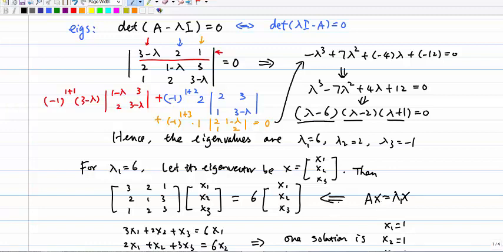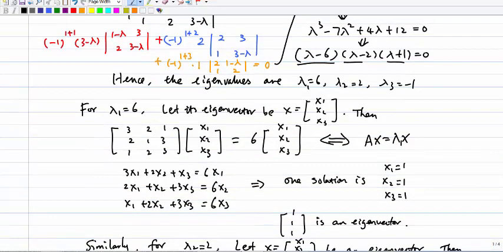So I can write this by plugging in x and A. A is 3, 2, 1, 2, 1, 3, 1, 2, 3. X is already defined over here as x1, x2, x3. Lambda 1 here is 6, and of course I multiply by x, which is x1, x2, x3. So I end up having 3 linear equations over here. If I clean it up a little bit, I can find a solution: x1 is 1, x2 is 1, x3 is 1.